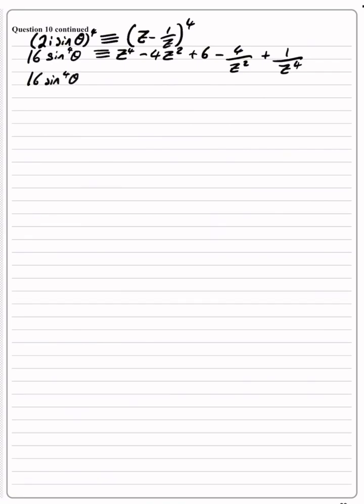So our 16 sine to the 4 theta, I'm going to rearrange the right hand side to pair them up. I'm going to pair up the z to the 4 with the 1 over z to the 4, and I'm going to pair up the z squared with 1 over z squared, factorising out minus 4 from that. And then leave the 6 alone.